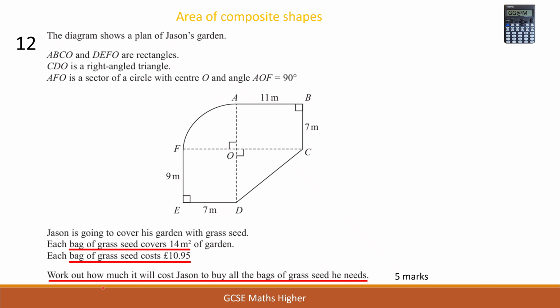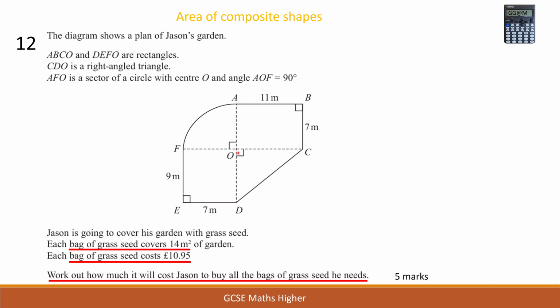You've got to work out how much it's going to cost to buy all the bags of grass seed that he needs. So you've basically got to work out the area of the shape, and then you've got to work out how much grass seed and then how much it's going to cost. So remember, the area of a rectangle is the base times the height. Here you've got a quarter of a circle, so the area of the circle is pi r squared, and because you've got a quarter of a circle, because it's 90 degrees, it's going to be pi r squared divided by 4. This distance here will be the same as this distance here, so the radius will be 7.